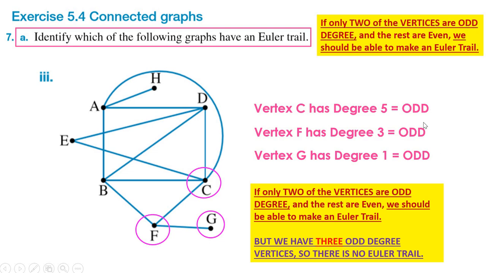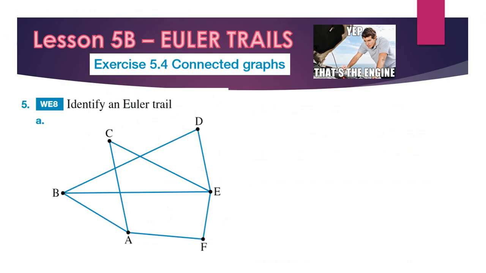You had to have only 2, and we've got 3 showing and another one up here that we can turn over, playing our card game, and make 4. So no Euler trail for 3. So that's good. We don't have to do a part B and draw the Euler trail, so that's a bonus. Right, so let's get on to question 5 here.